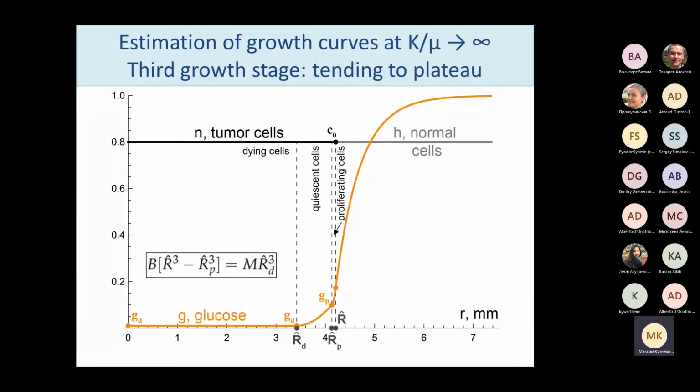The death of tumor cells at the third stage of growth contributes to the deceleration of tumor front propagation, and the distributions of model variables tend to stable profiles depicted here.